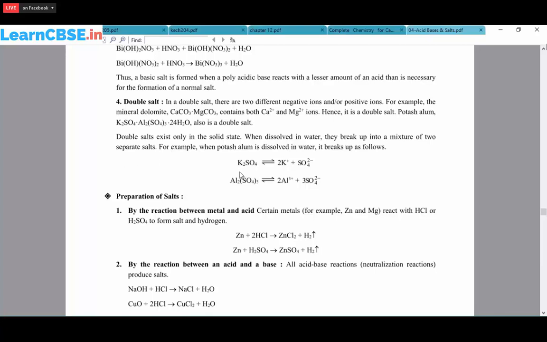For example, suppose we add water to it. K2SO4 breaks up into K plus and SO4 minus 2, and Al2(SO4)3 breaks up into Al3 plus and SO4 minus 2. So it gives you two cations. This we call a double salt.